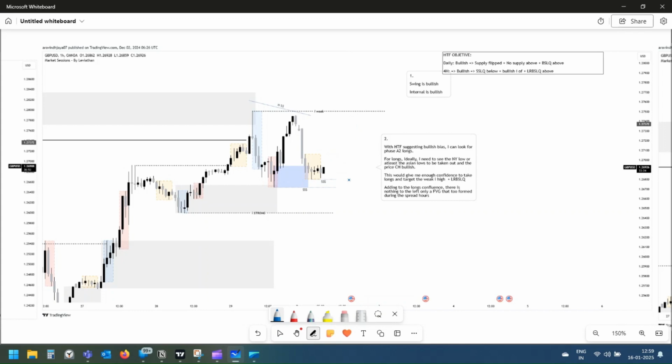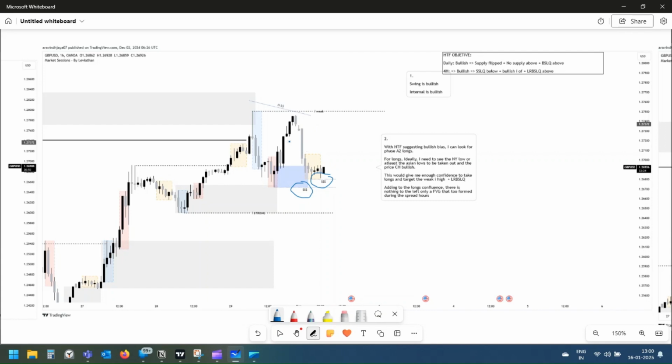So that is a classic. This one is a very much classic example. This is actually the 4-hour sell side liquidity, and this is the H1 sell side liquidity. Now I'm expecting the price to take out the H1 sell side liquidity and then chalk bullish, which may confirm that the price can go up, and there is nothing to the left from which the price can react.